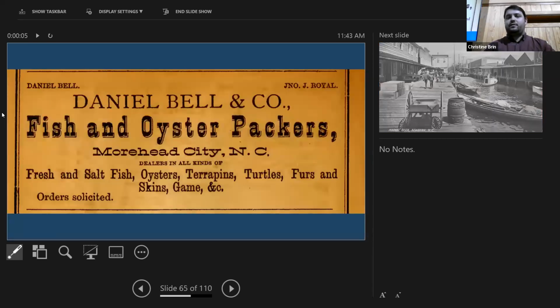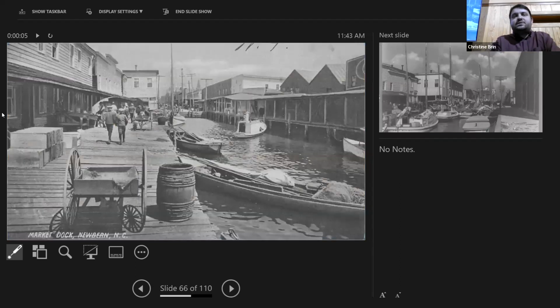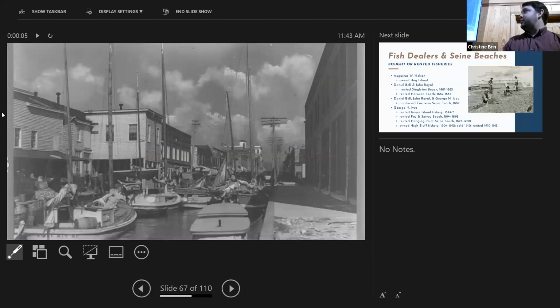And then I don't have a photo of Daniel Bell and John Royal, but here's an ad for their business. So they're into selling all sorts of stuff. And then this is the prime area where these big fish dealers were located in New Bern, in the Trent River area. This is what the area looks like on a not so busy day, when it's dead. And then this is what that same area looks like when they're busy. You've got tons of boats in there delivering fish and shellfish to be sold to these wholesale merchants.